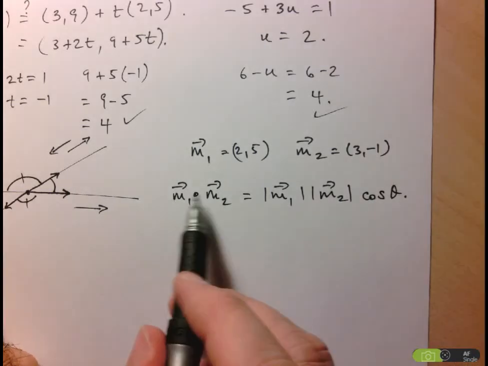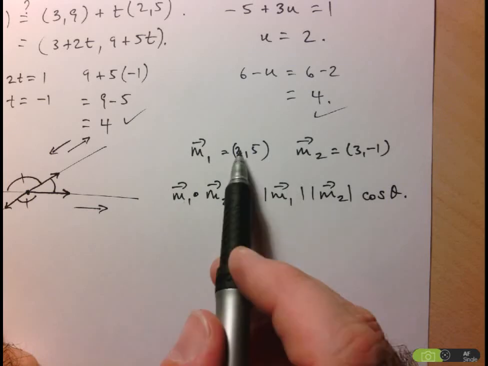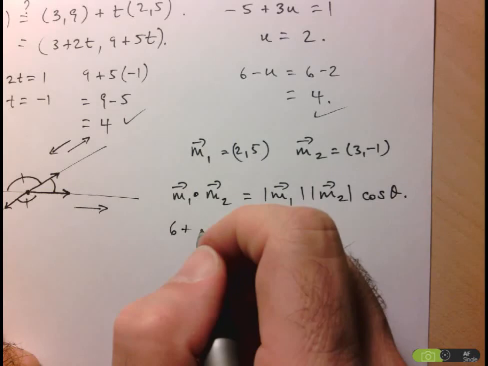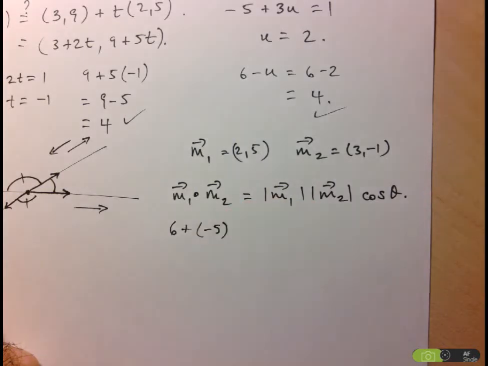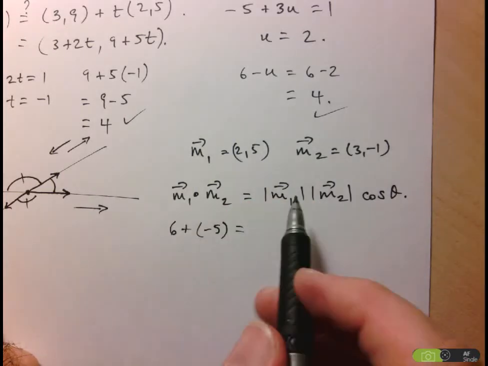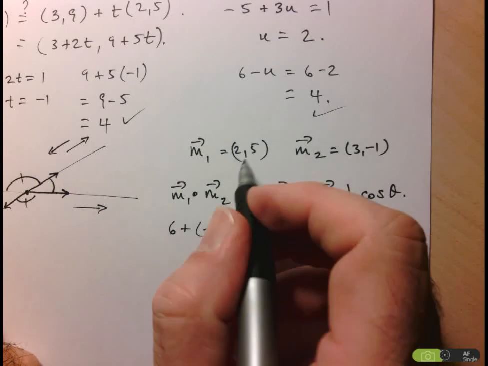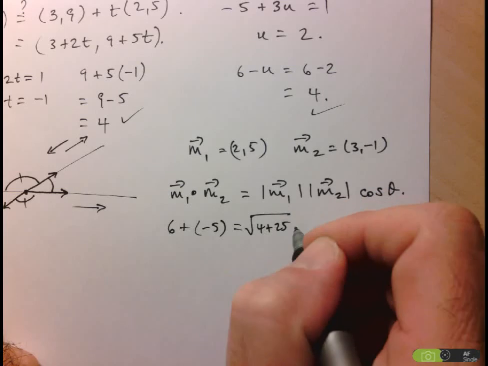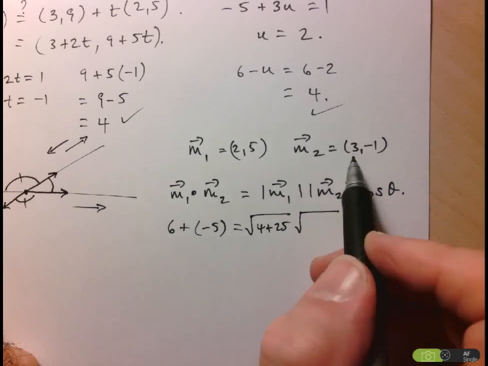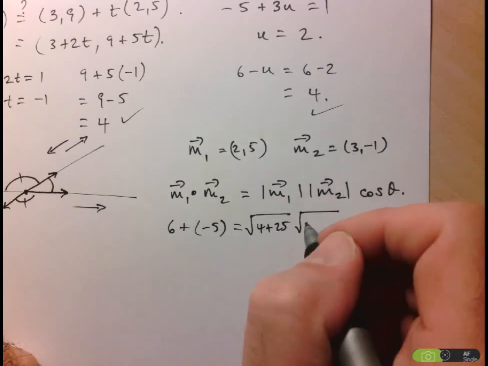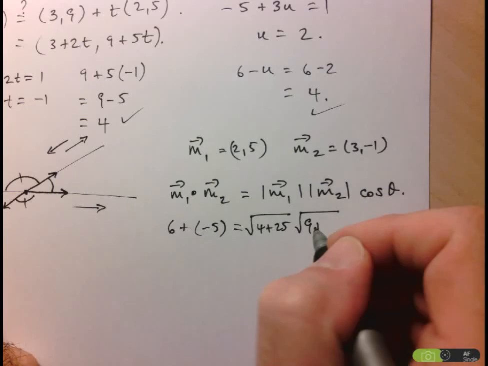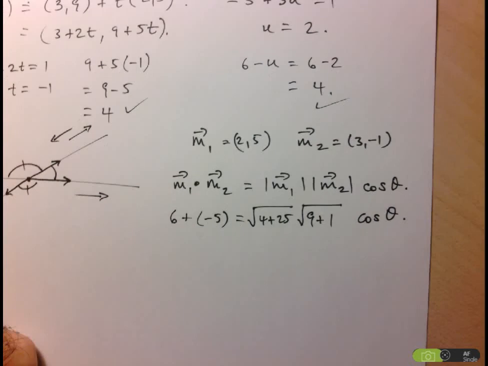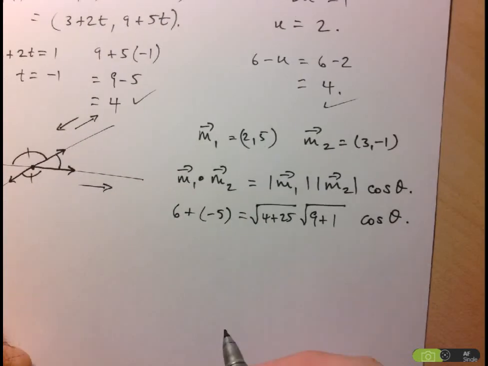Okay, so on the left, I can take the dot product. So let's do that here. 2 times 3 is 6, plus 5 times negative 1. And then here on the right hand side, the magnitude of m1 is the square root of 2 squared plus 5 squared, so 4 plus 25. And the magnitude of the second vector is 3 squared, 9, plus negative 1 squared, which is 1. And then, of course, the only variable we're left with is cos theta.